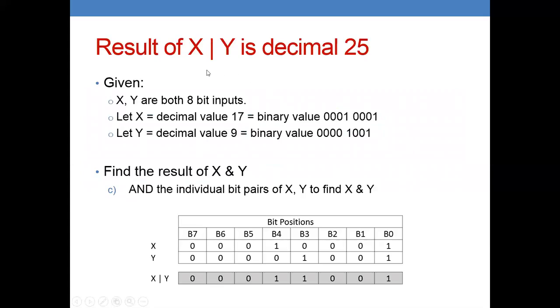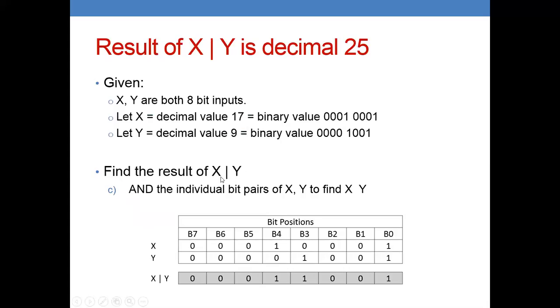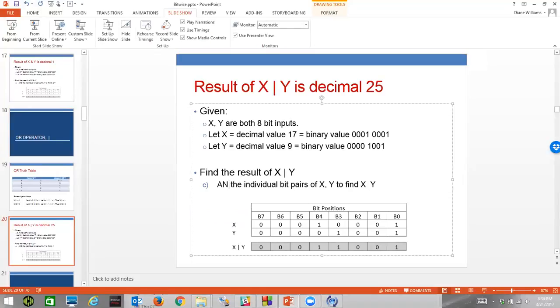Let's take a look now at x ORed with y. Again, we're going to use the same values of x and y. So x is going to be decimal 17. Here's its binary representation. Y is decimal value 9. Here's its binary representation. Same as the x ANDed with y, and I need to correct that slide because we are not ANDing, we are ORing. Copy paste got me into a little bit of trouble here. All right, so we're going to find the result of x ORed with y. I don't want to AND them, I want to OR the individual bit pairs.